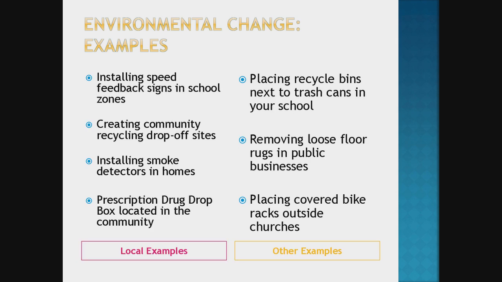So now we can talk about some more local examples, just some other examples in general. At the local level, some environmental changes happen without policy to back them up, as we stated earlier. A community might choose to install speed feedback signs in the school zone in order to change the environment and get people to slow down for pedestrian safety.